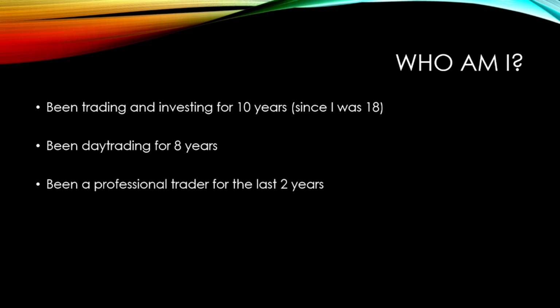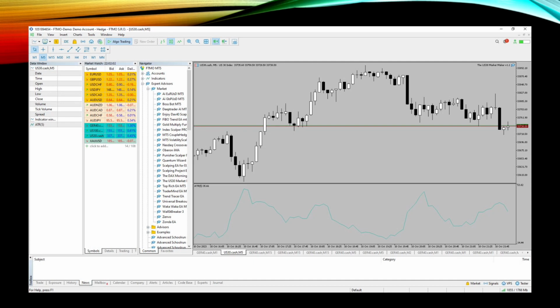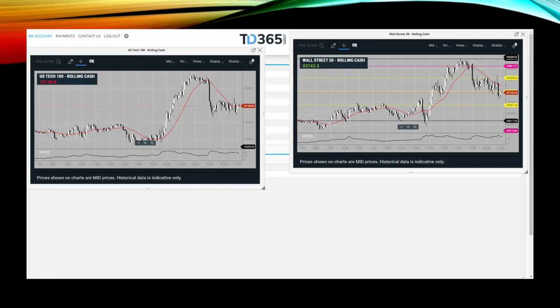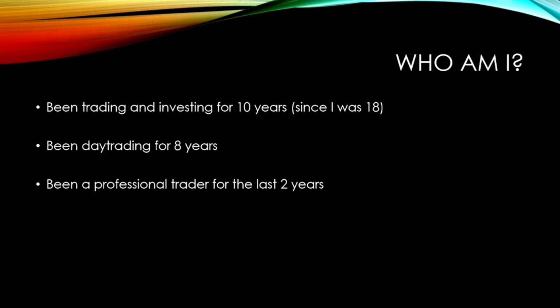I've been a professional trader for the last 2 years. I quit my full-time job in finance 2 years ago and became a full-time trader. So that's what I do for a living now. I trade mostly stock indices through CFDs on MetaTrader and also other manual trading platforms. I got into automated trading this year, so this is a newer endeavor of mine. Until then, I was solely using manual trading, point and click and all that good stuff.